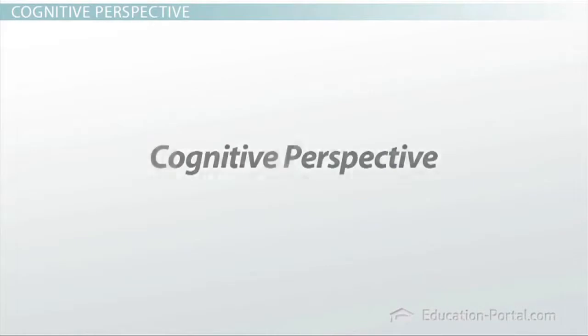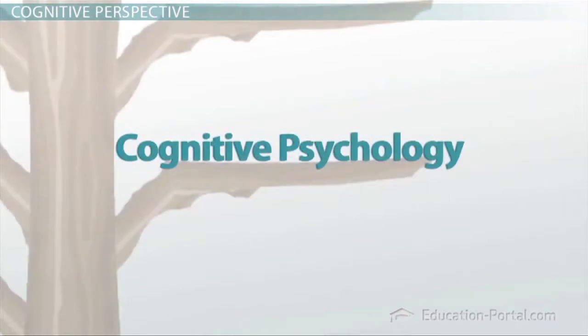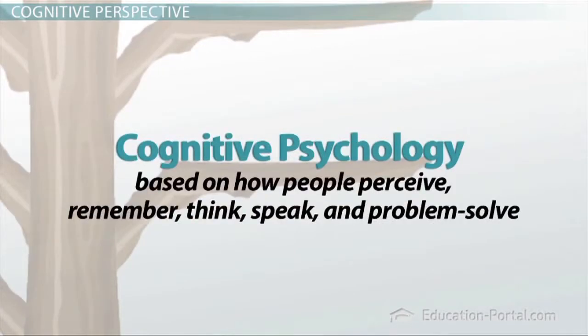The next perspective of educational psychology is the cognitive perspective. Cognitive psychology is the theoretical perspective that focuses on learning based on how people perceive, remember, think, speak, and problem solve. The cognitive perspective differs from the behaviorist perspective in 2 distinct ways.